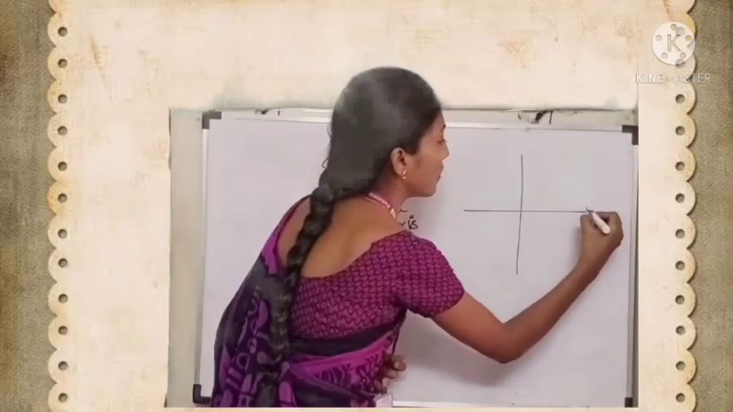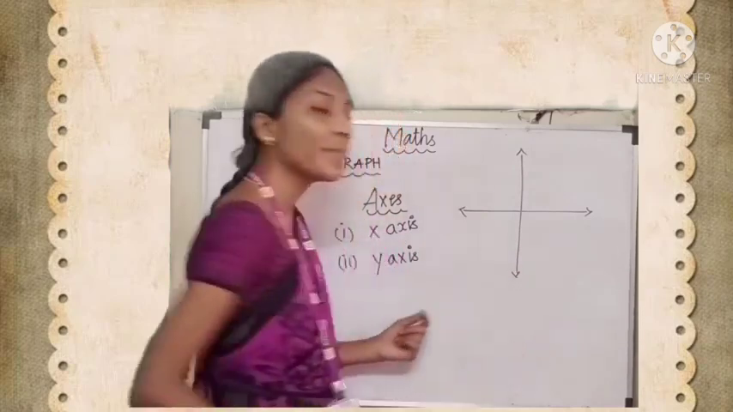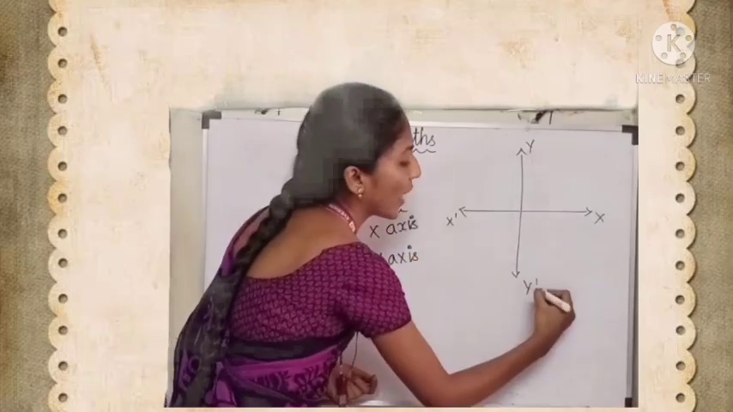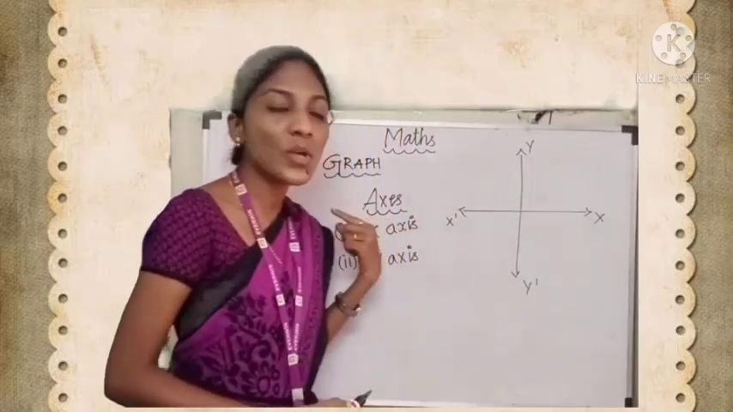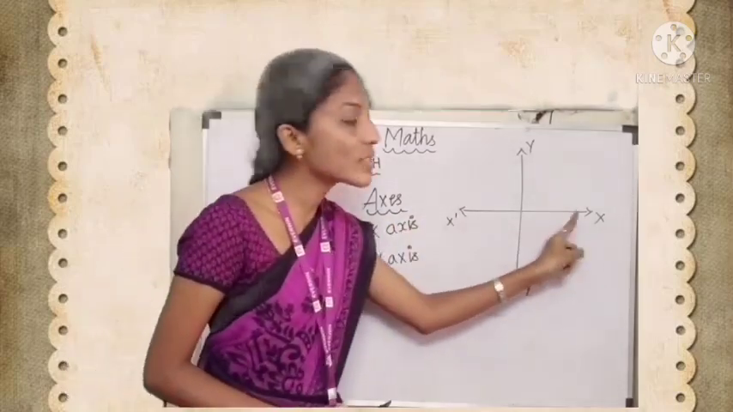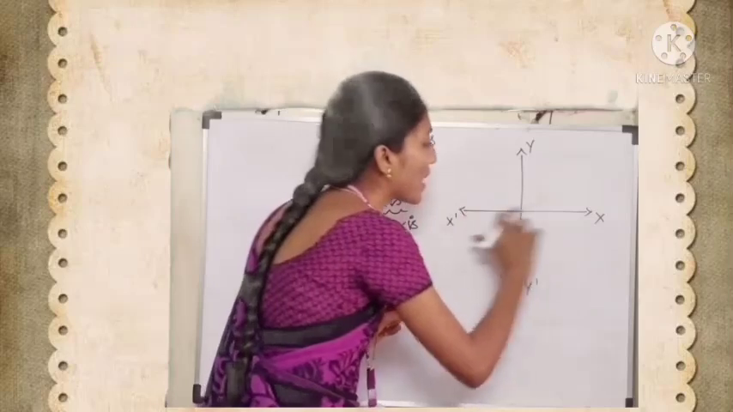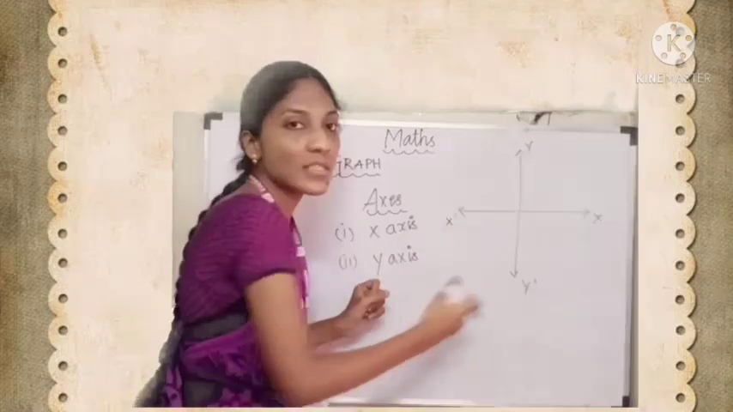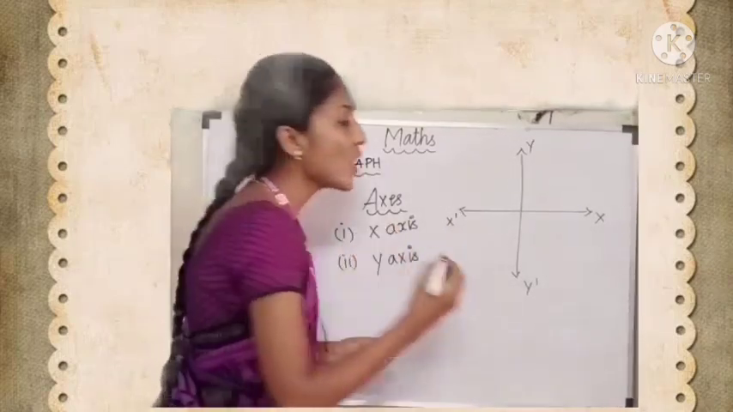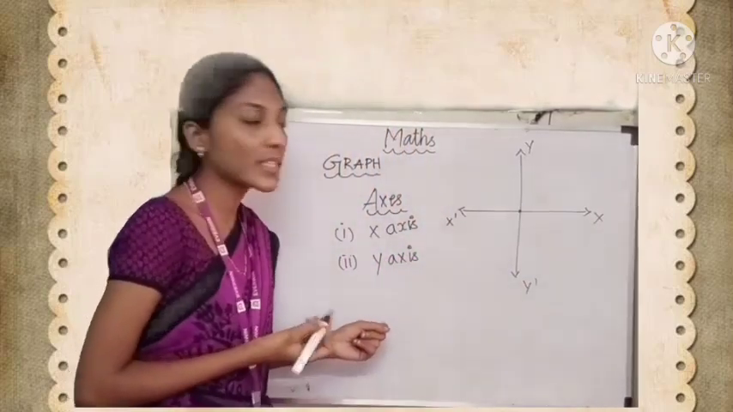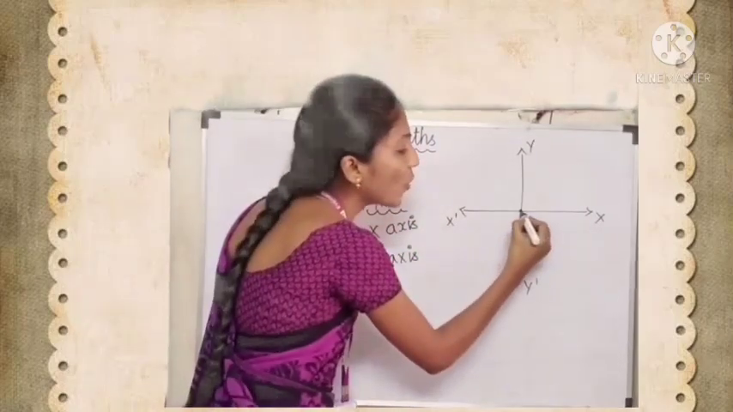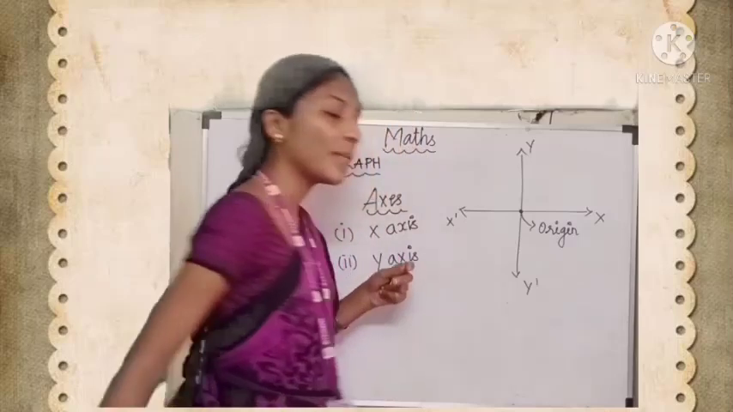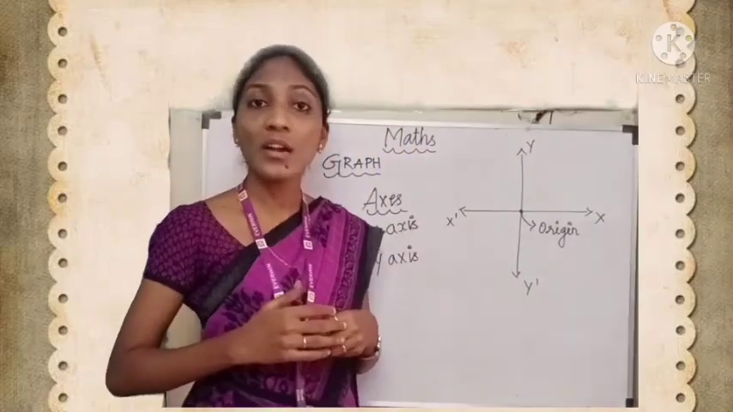So suppose this is the graph. X, x dash, y, y dash. The horizontal line is called x-axis. That is the sleeping line. A vertical line is called y-axis. Clear, children? So the intersecting point, where both the axes meet over here, is called origin. O-R-I-G-I-N. Clear?